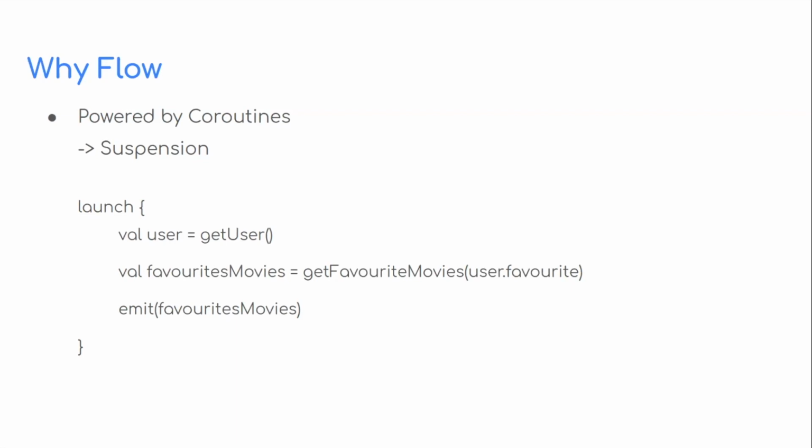For example, here we can fetch the user data, and from the data that we've gotten from the user, we can get the favorite movies of that specific user, and then we emit them to the coroutine that is listening to these changes.